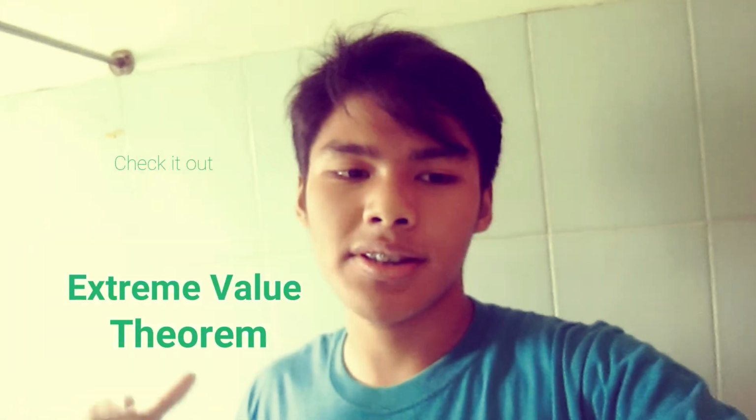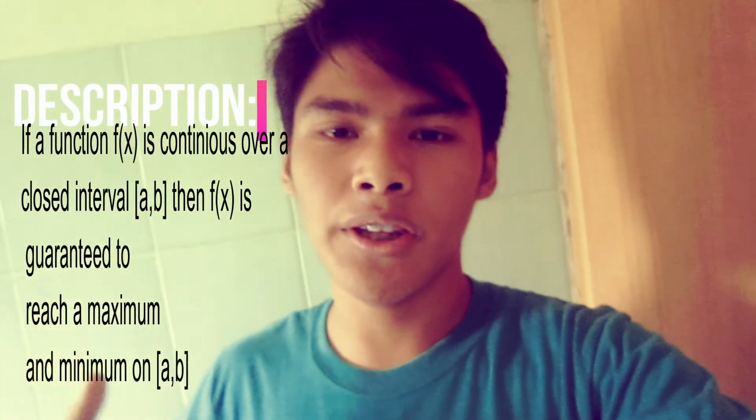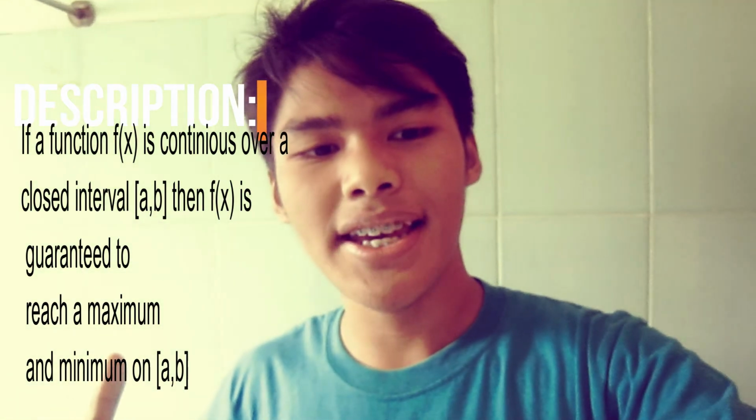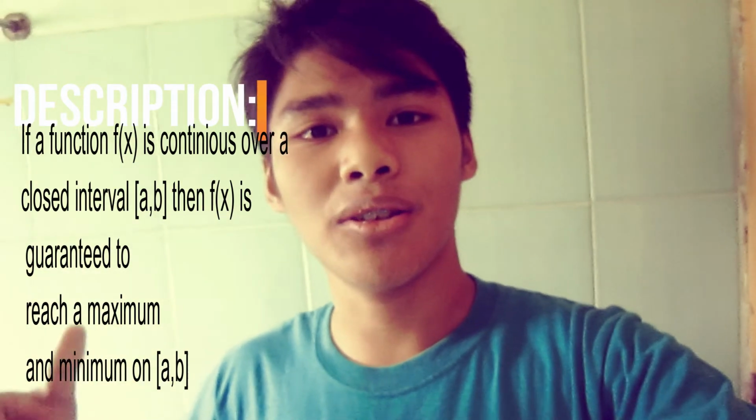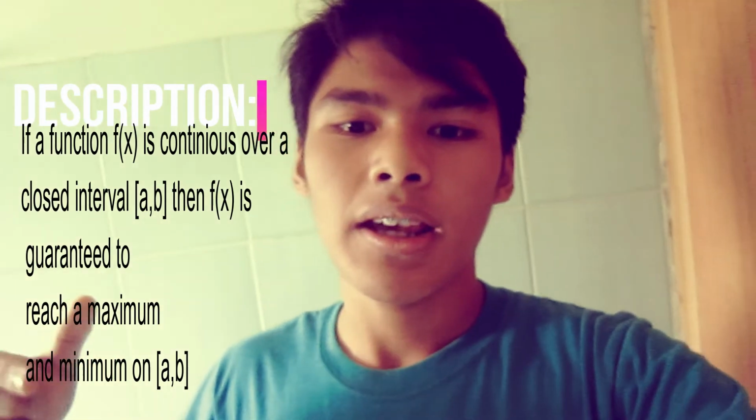So now we're going to move on to the extreme value theorem, which states that if the function f of x is continuous over a closed interval a b, then f of x is guaranteed to reach a maximum and a minimum on a b. So what are this maximum and minimum? We call them the maxima and the minima. Maxima being the largest value in the function, while minima being the lowest value in the function. So I'll go into further detail as we go along in this lesson, so let's get right into this video.